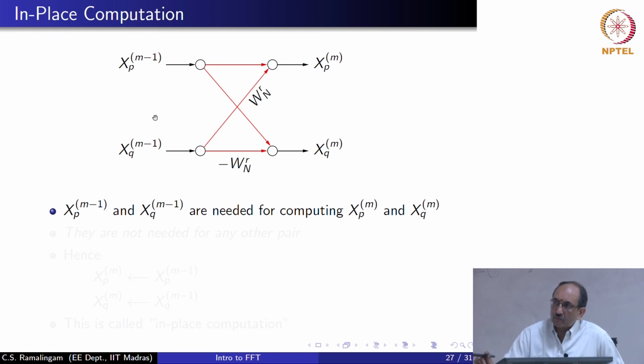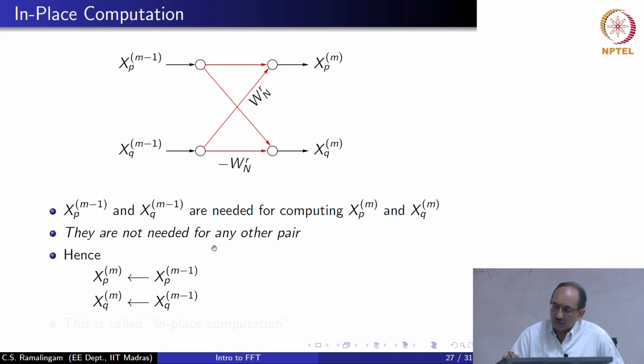So this is how you save memory. And remember, these occurred in the 60s where memory was really costly. So they were worrying about every last bit of efficiency, both in terms of computation as well as storage. So since these are not needed by any other pair, you can overwrite, and this is what is called in-place computation.